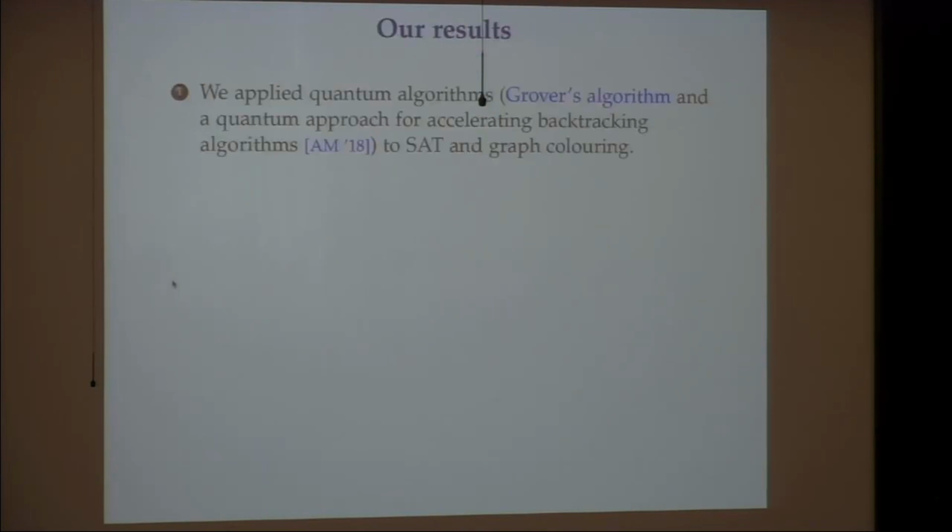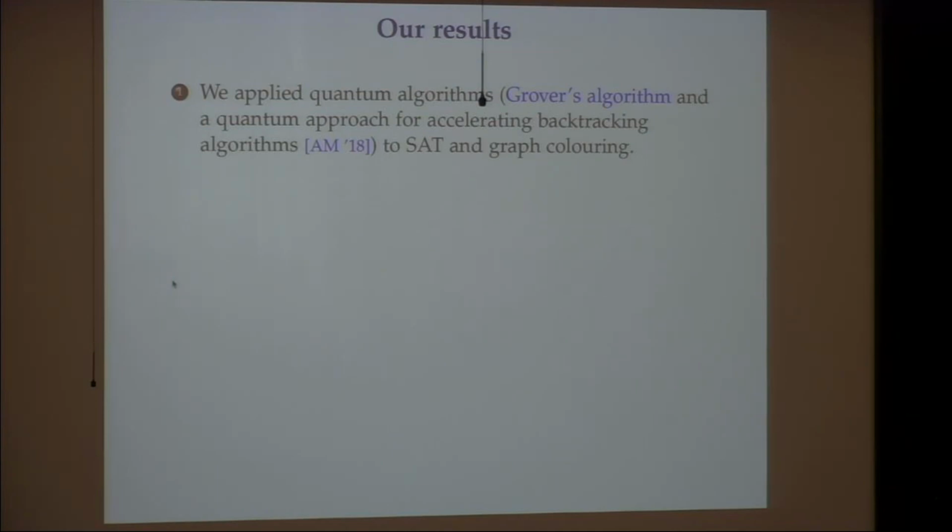Okay, so what are the results I'm going to talk about today? What we did is we applied two quantum algorithms, Grover's algorithm, which I guess everyone here is very familiar with, and also a quantum algorithm for accelerating an approach known as backtracking, which I'll say a bit more about in a minute. We applied these algorithms to these two tasks, to SAT and to graph coloring.